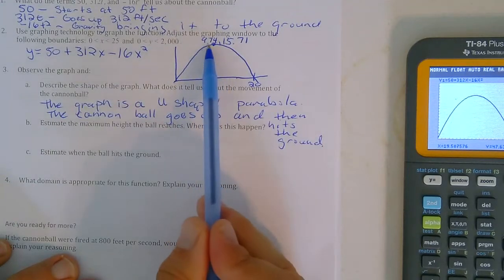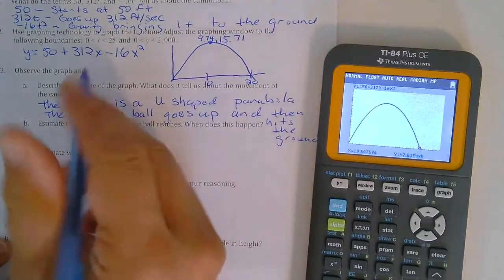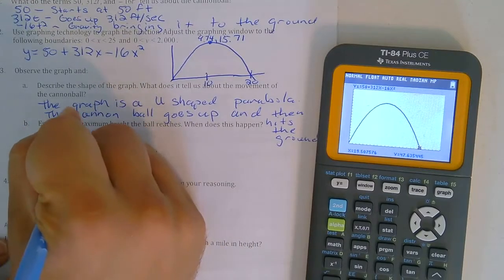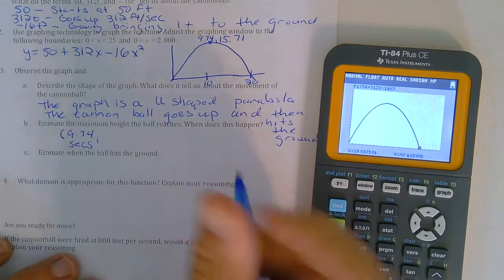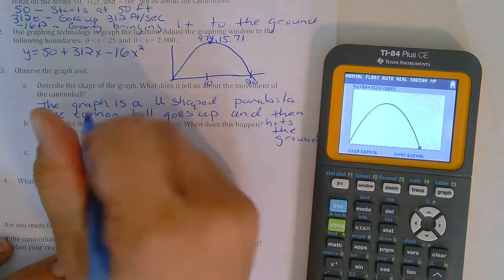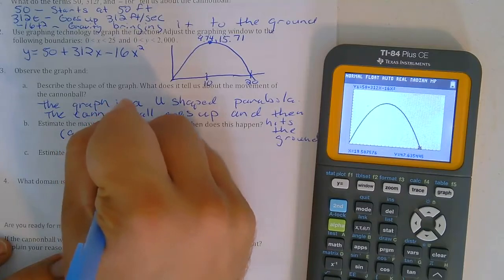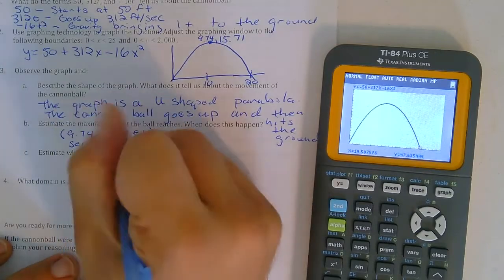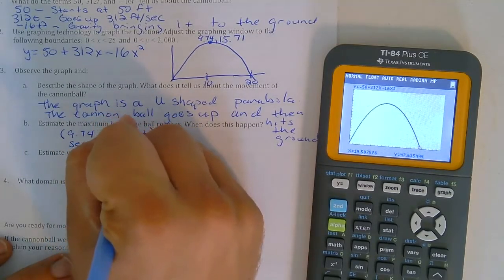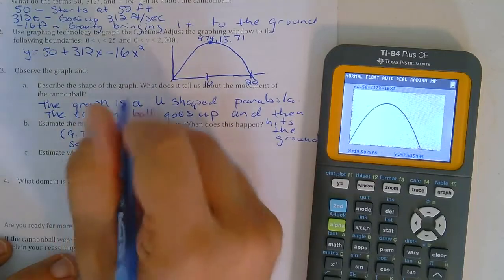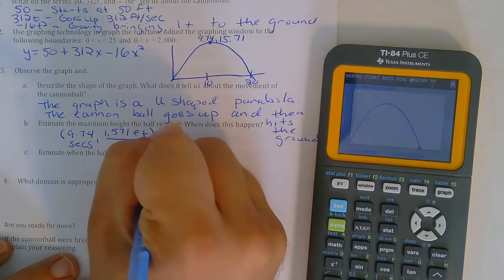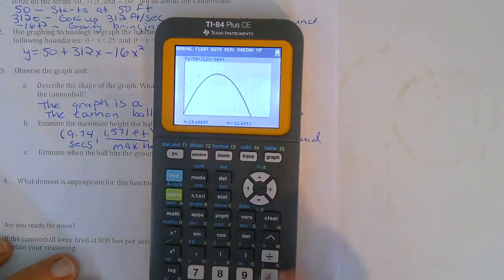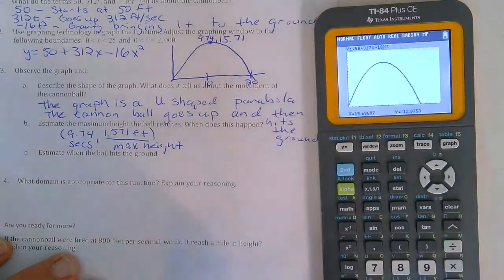So now here, we had to find that maximum height, which we did. It was 9.74. That was our seconds for x. And then that maximum height was 1,571 feet. So this is our max height right there, and that's the time that it happened. And then lastly, we estimated here when it hit the ground was around 20 seconds.